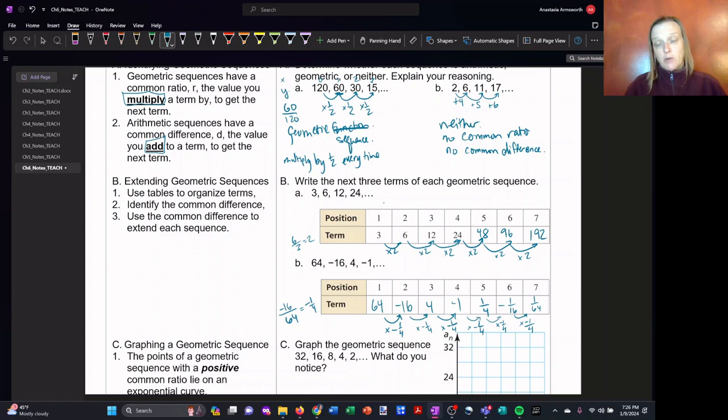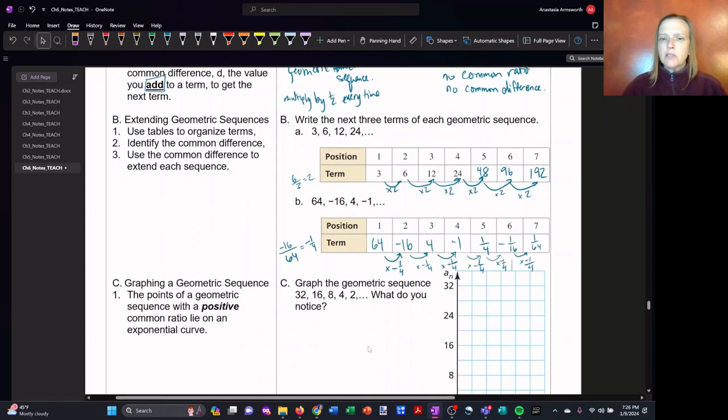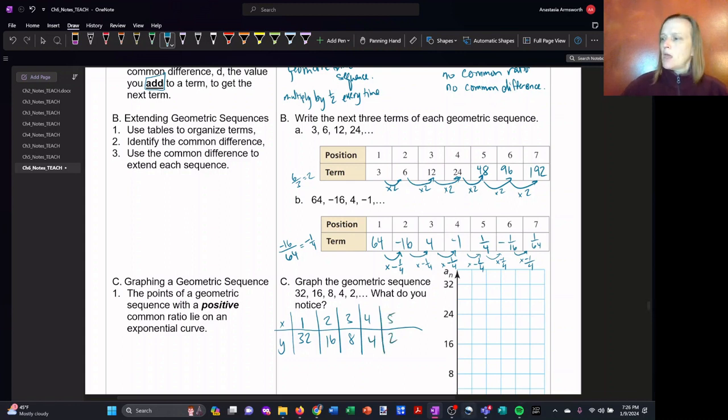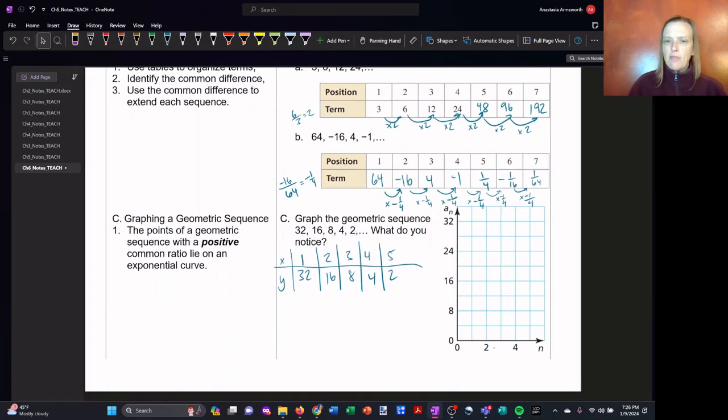What happens when we graph a geometric sequence? What does it look like? So this is telling us to graph the pattern 32, 16, 8, 4, 2. So 32 is the first term. This is my x value. These are my y values. My second term is 16. My third term is 8, my fourth term is 4, and my fifth term is 2. So if I plot those on my graph here, when x is 1, y is 32. When x is 2, y is 16. When x is 3, y is 8. Then 4, 4. Then 5, 2.